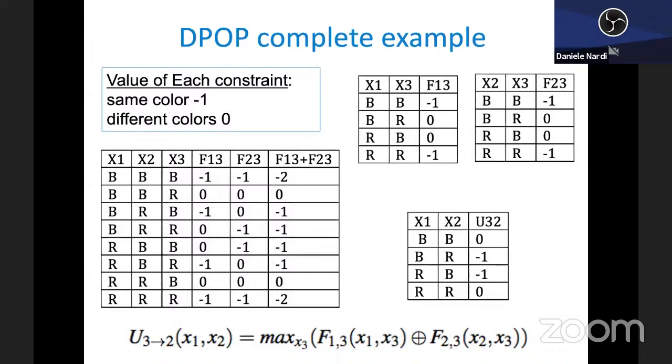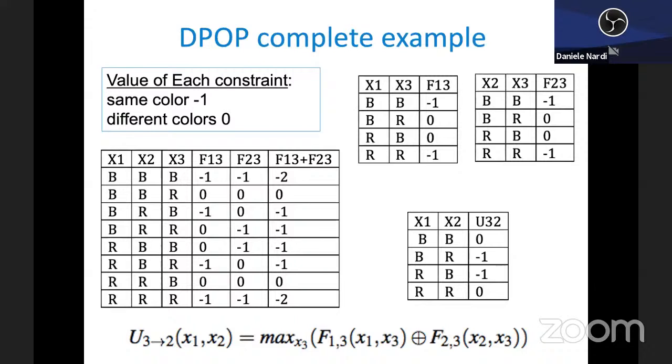So now we have to do the last step, which is to maximize this table in terms of x3. So whenever we have the same value for x1 and x2, namely the first 2 rows of the table, what is the best value depending on x3? Well, we see that the best value is going to be 0, and it corresponds to the second line of the large table.